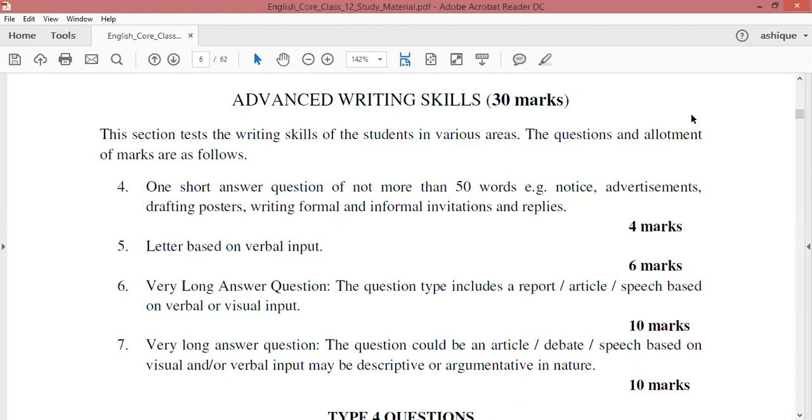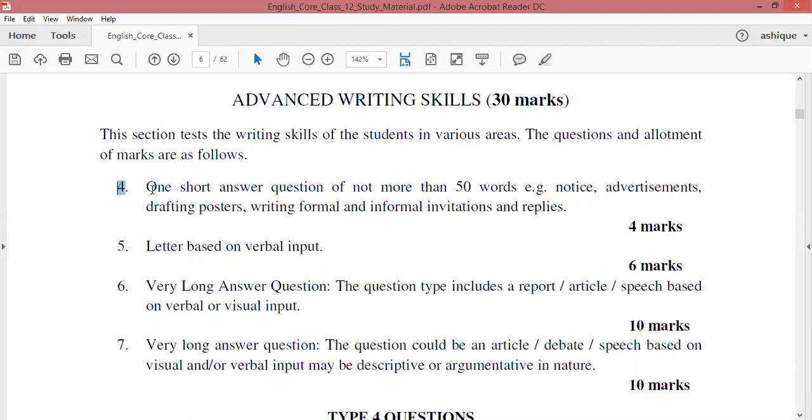Today we'll be doing an advanced writing skill that consists of 30 marks. Students, you can see question numbers 4, 5, 6 have been mentioned here. So these are the marks and the topics coming up, and the world events are highlighted here.